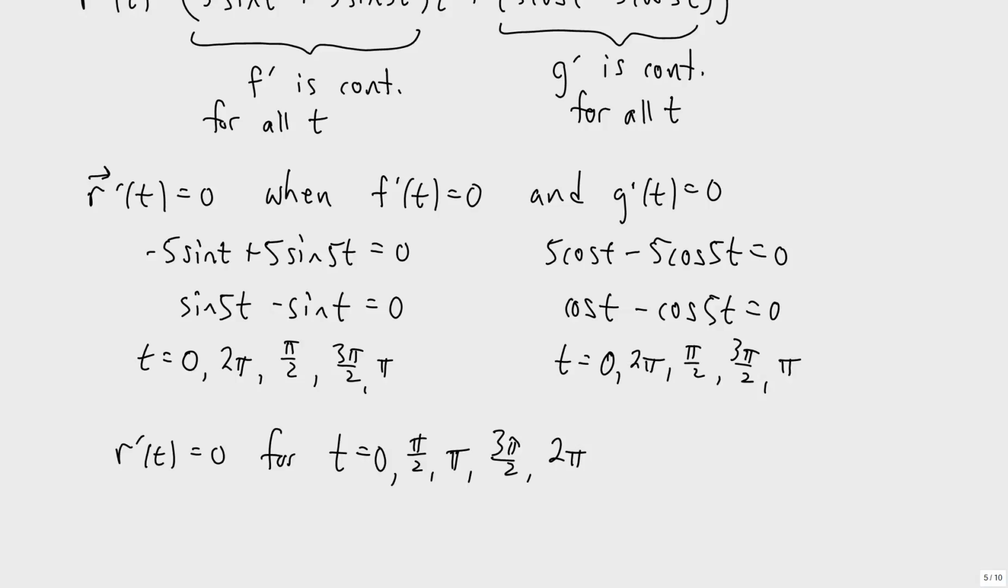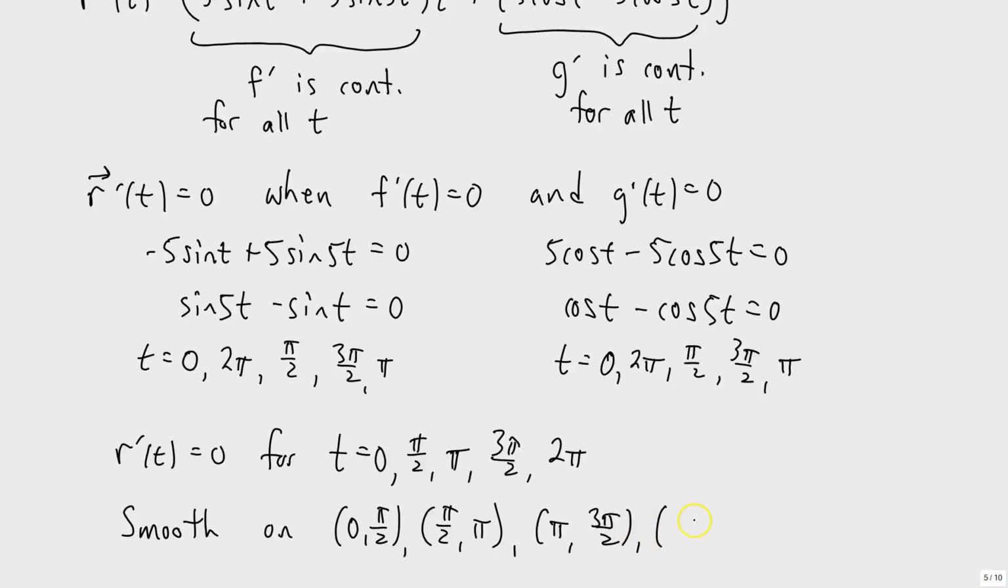So the given vector valued function is smooth on the following intervals: 0 to pi over 2, open intervals, mind you. So it's not smooth at those t values, so those t values can't be included in any intervals for which this thing is smooth.